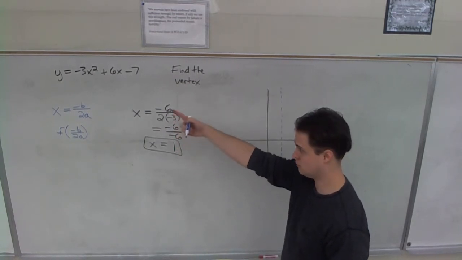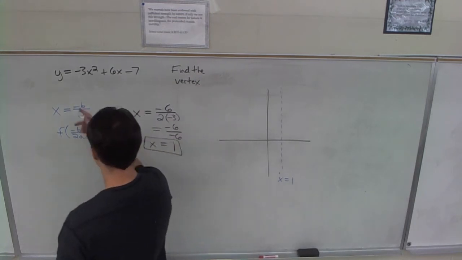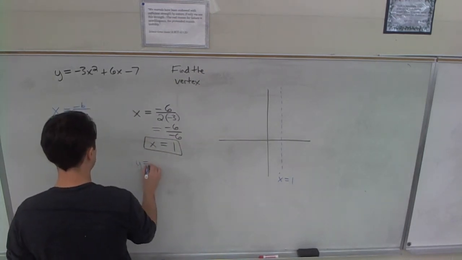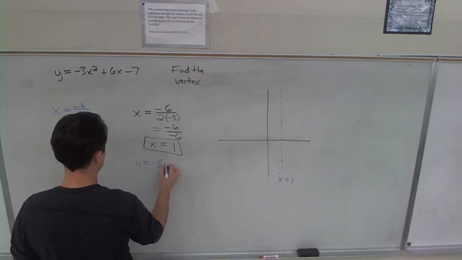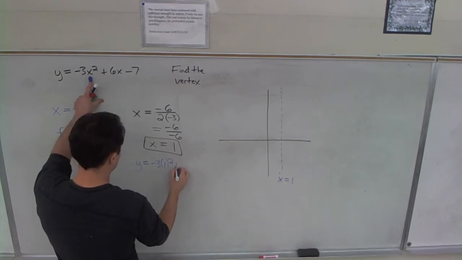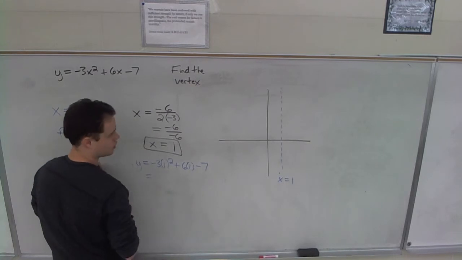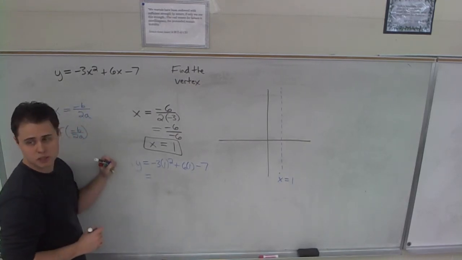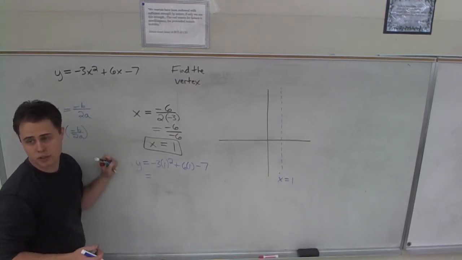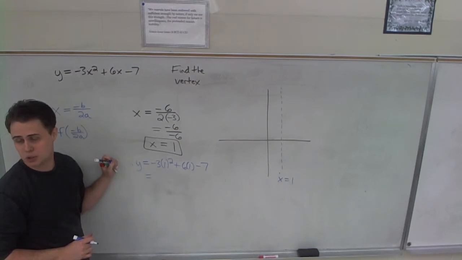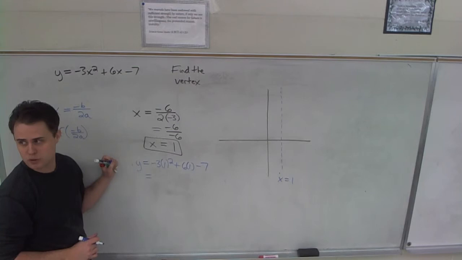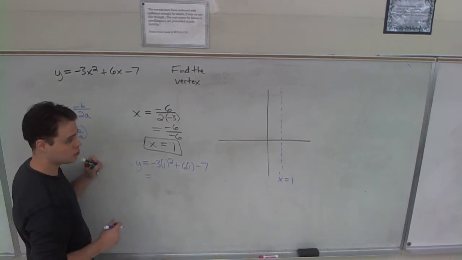Plug it in. Yep. So I'm going to go y equals negative 3 times 1 squared plus 6 times 1 minus 7, and simplify carefully. Some of you guys are still making mistakes with negative numbers. You've got to stop doing that. You've got your calculator to assist you if necessary. Negative squared is positive. Negative cubed is negative. That kind of thing. Be careful.